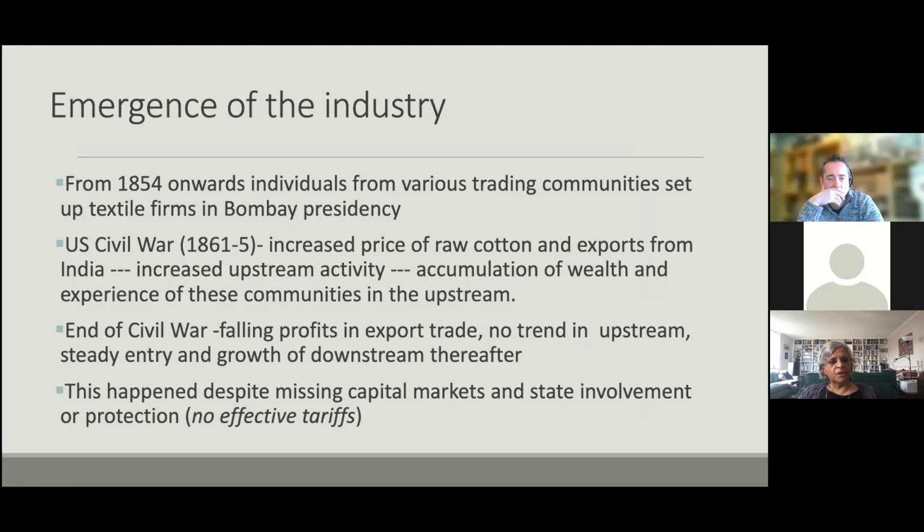The export revenues led to an accumulation of wealth in the hands of the Indian traders. When the Civil War ended, this particular sector was no longer as profitable. So the traders began to look for alternative opportunities of investment. One of the obvious diversifications was to move into production of cotton textiles. So if we think of the cotton trade as the upstream of this industry, the cotton textile production was the downstream of this industry.